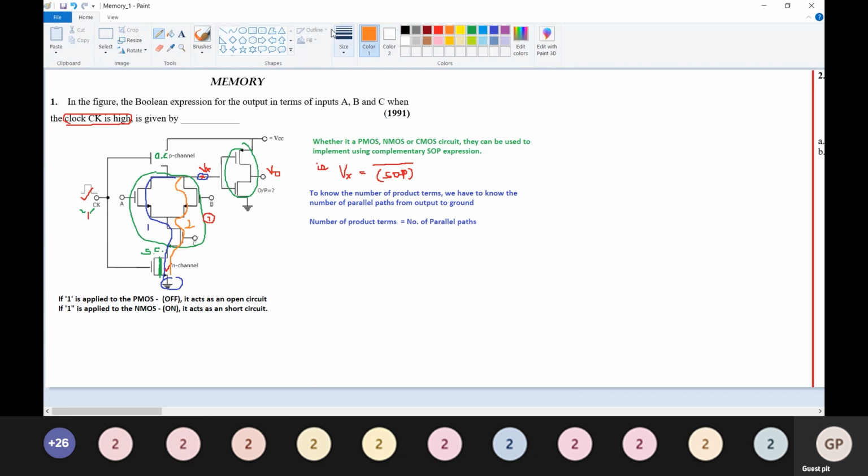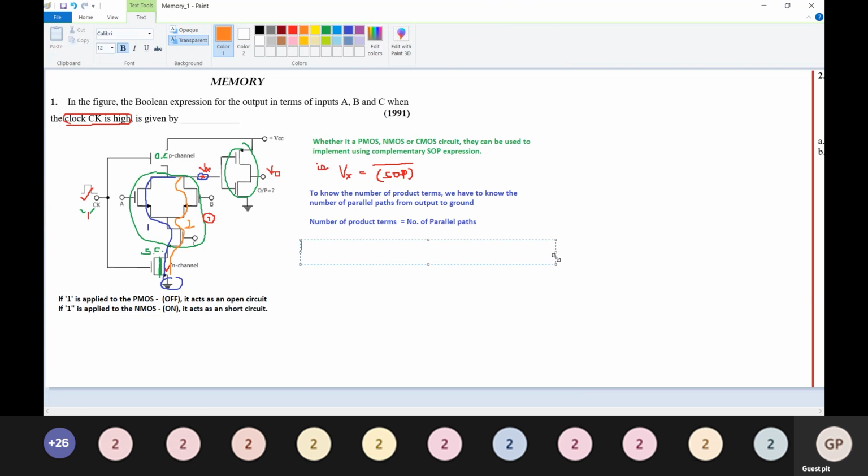So therefore the expression for Vx can be written as Vx is equal to the parallel path through A and C from Vx to ground, plus the parallel path through B and C, the transistors B and C, from Vx to ground.